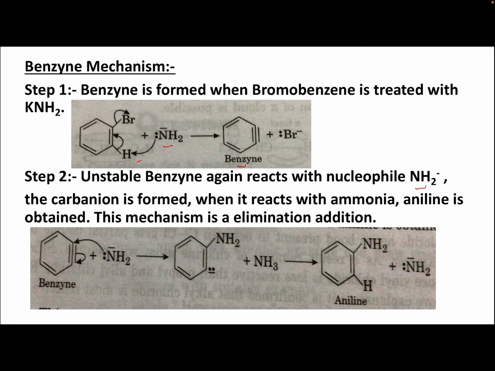So here what is happening? NH2 minus is again reacting with benzyne. It is attacking the benzyne here, and the NH2 group is attached here, and again plus ammonia. Again this bond is shifted here, and here you get aniline. On the benzene ring, NH2 is there, that is aniline, and NH2 minus is removed. So from ammonia NH2 minus is removed, again the nucleophile is regenerated. In this way, this is the mechanism for benzyne formation.